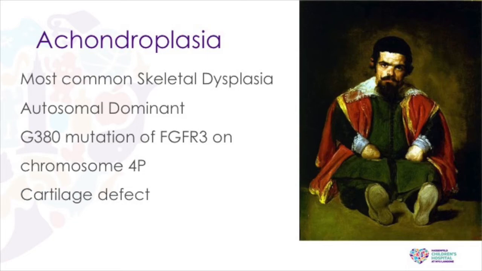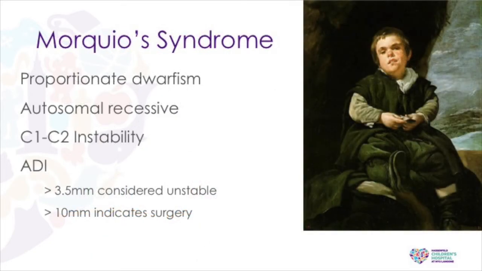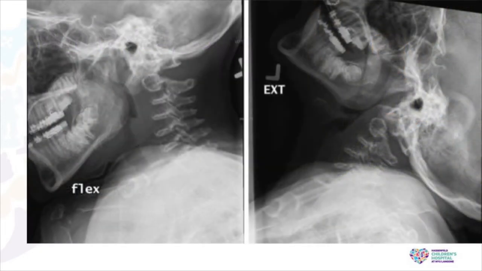It is autosomal dominant, and clinically, patients can have spinal stenosis, and a pathognomonic sign is having a decreased interpedicular distance from L1 to S1. Significant differences can be found with Morquio's syndrome, which is what this other person from another Velázquez painting is thought to have had. The difference here is this is proportionate dwarfism, whereas achondroplasia is so-called rhizomelic dwarfism. Morquio's is a mucopolysaccharidosis. It is autosomal recessive and can be associated with cervical instability.